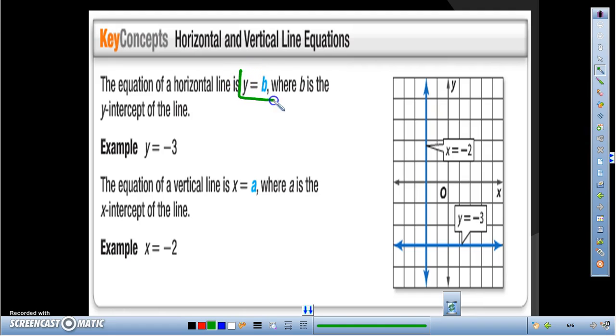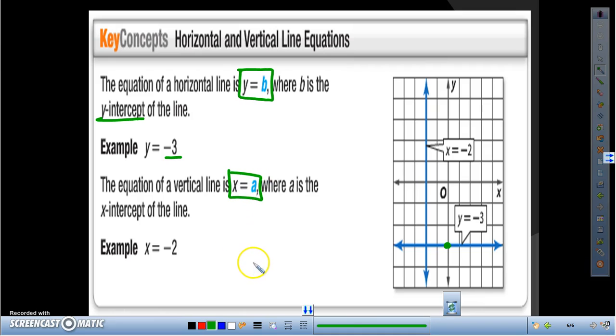horizontal line is always going to have this general form where you have y is equal to some number, and that some number is going to be the y-intercept. Okay, so we just go straight to whatever this b value is. In this particular example, that b value is -3. We plot a point at -3 on the y-axis, and then we draw a line through that point, and that's our line.